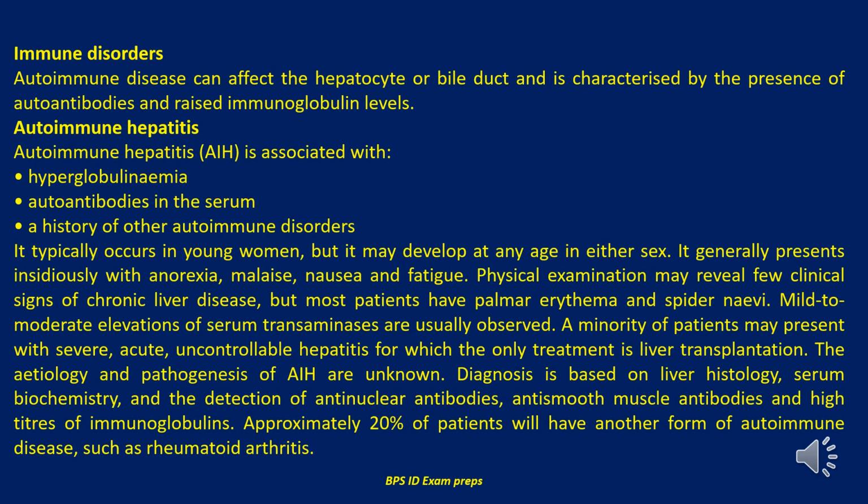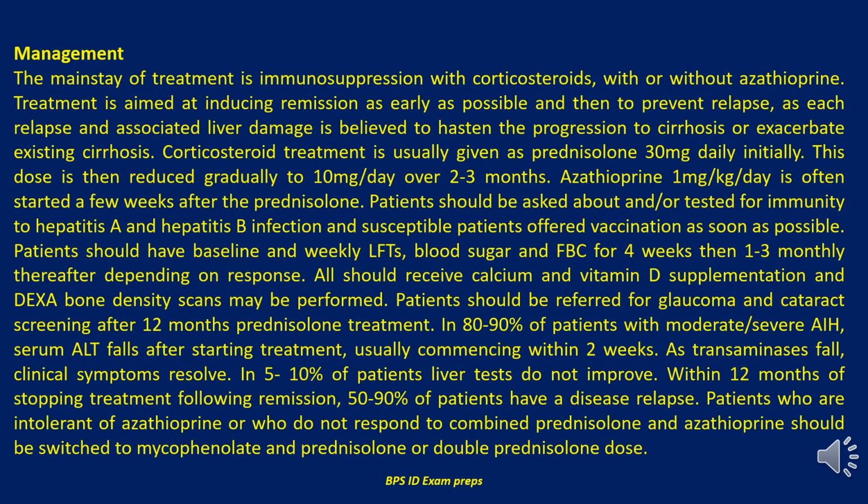Diagnosis is based on liver histology, serum biochemistry, and the detection of anti-nuclear antibodies, anti-smooth muscle antibodies and high titers of immunoglobulins. Approximately 20% of patients will have another form of autoimmune disease, such as rheumatoid arthritis. Next, we will discuss its management.